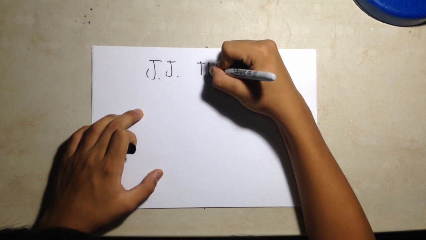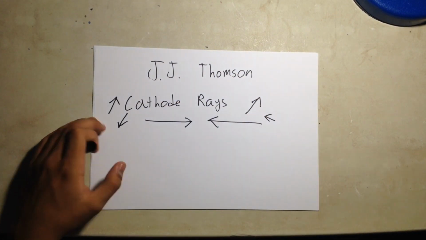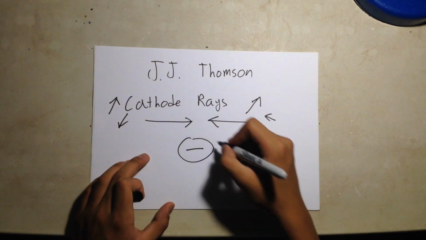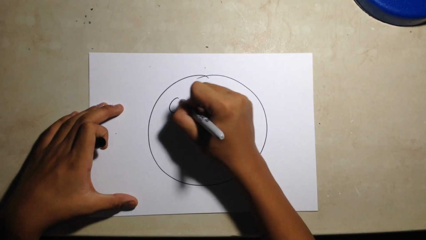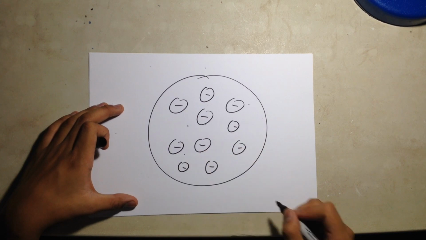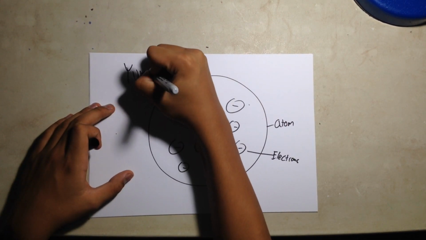J.J. Thomson is the next chemist to come into play. He experimented with cathode rays and he discovered the electron, a negatively charged subatomic particle. His new atomic model was called the plum pudding model and shows a circular atom that maintains an evenly distributed positive charge with negatively charged electrons scattered inside of it.